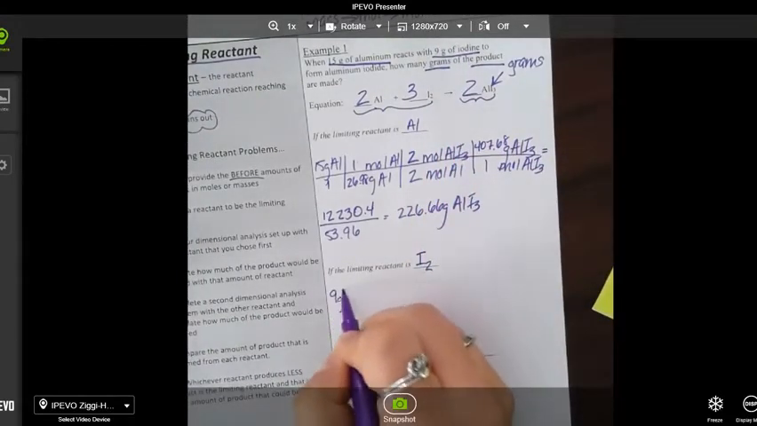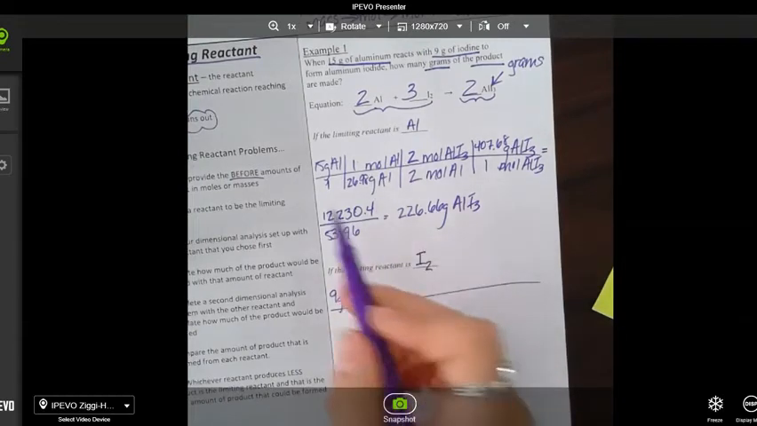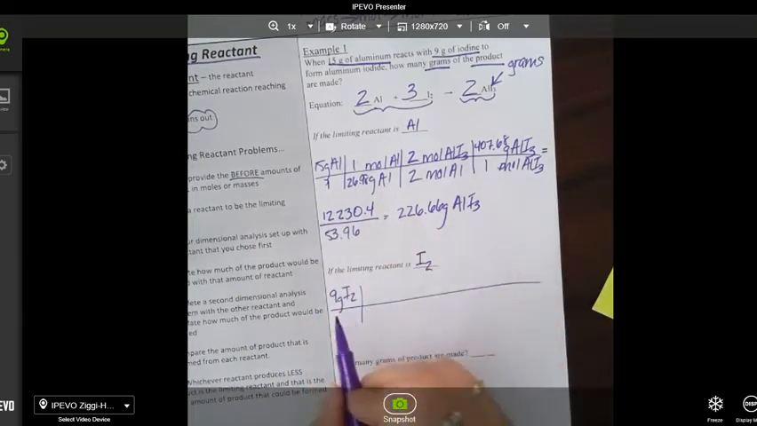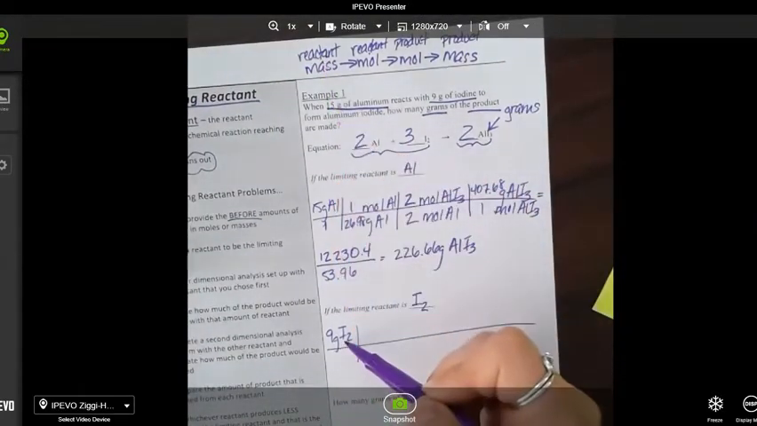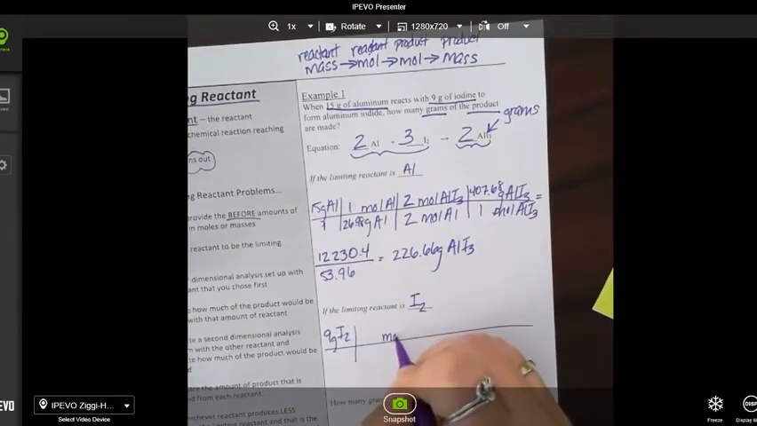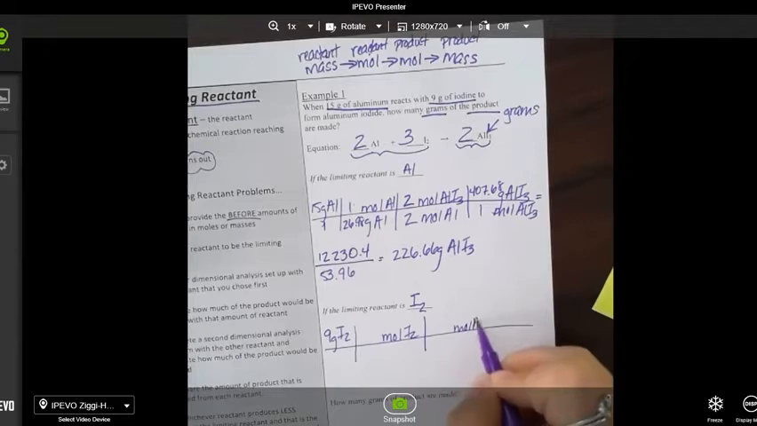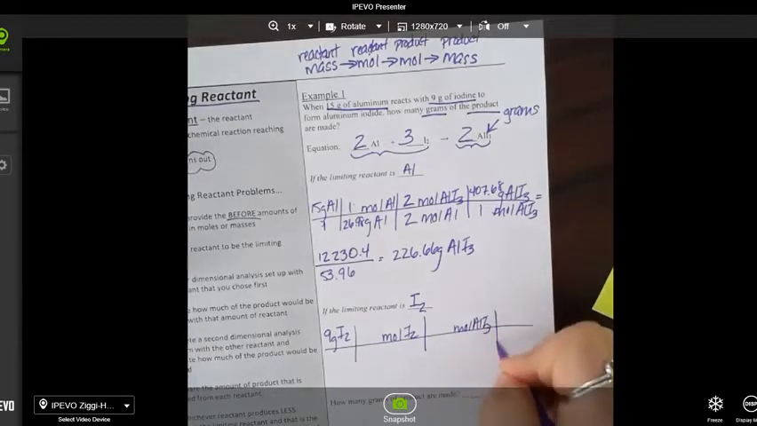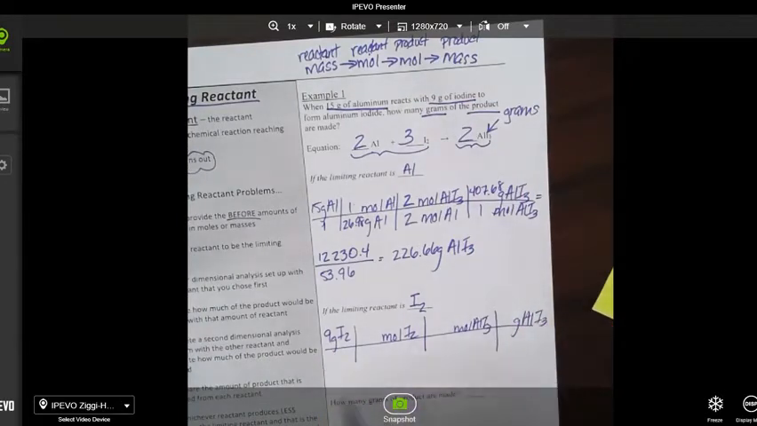So if I start with 9 grams of I2, I'm basically going to do the same thing I did here, but instead of starting with aluminum, I'm starting with iodine. So here's the mass of my reactant that I'm given. I have to change this into moles of the reactant, so moles of I2. I can go from moles of I2 to moles of the product, which is moles of AlI3. And then from there, I can go from moles of the product to mass of the product, so grams of AlI3. And then I just have to fill in the bottom.